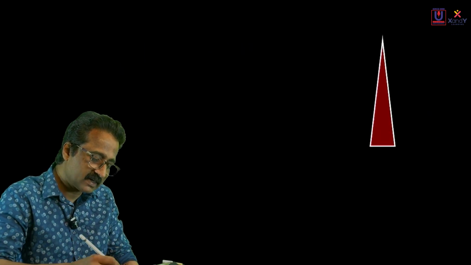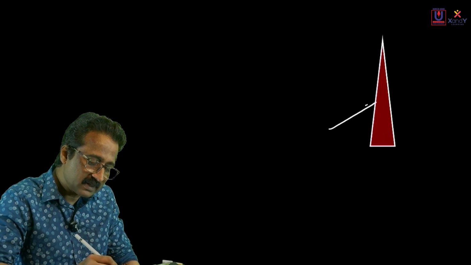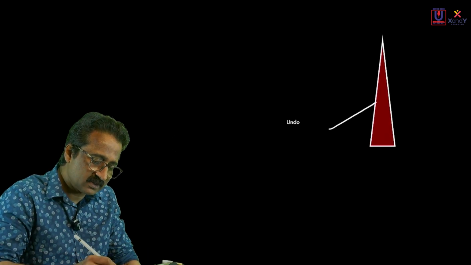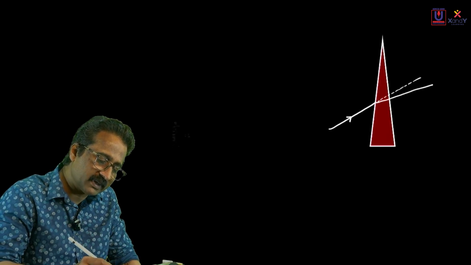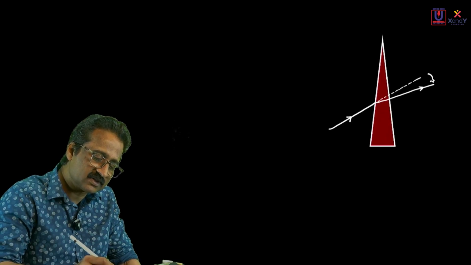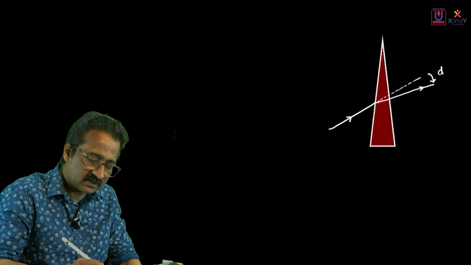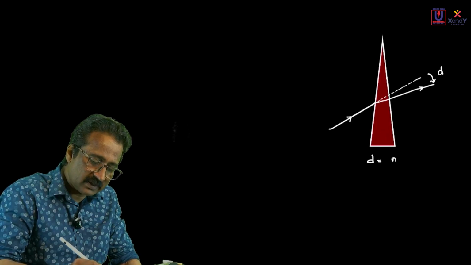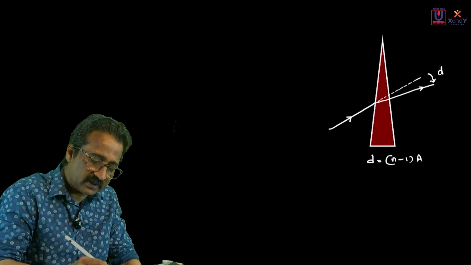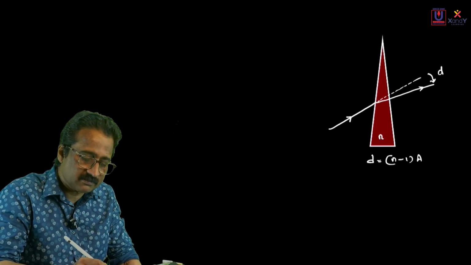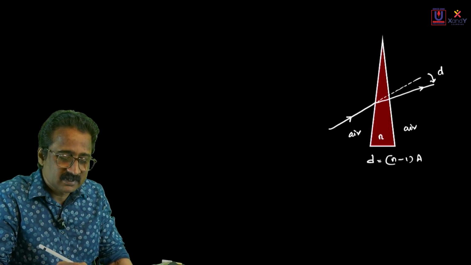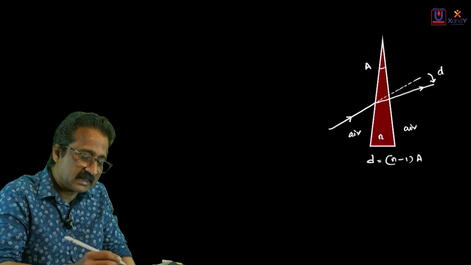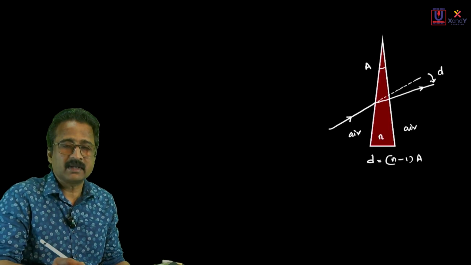Remember, when you pass light through a small angle prism, light will have a small deviation. If the angle of prism is not much larger, you can expect only a small deviation. If this is the actual path of light ray, light will take a small bend like this. Now that deviation d, you must remember, is equal to n minus 1 into a, where n is the refractive index of the prism. It is supposed that the surrounding medium is air in this expression, and a is nothing but the angle of prism. So the deviation is given by n minus 1 into a.